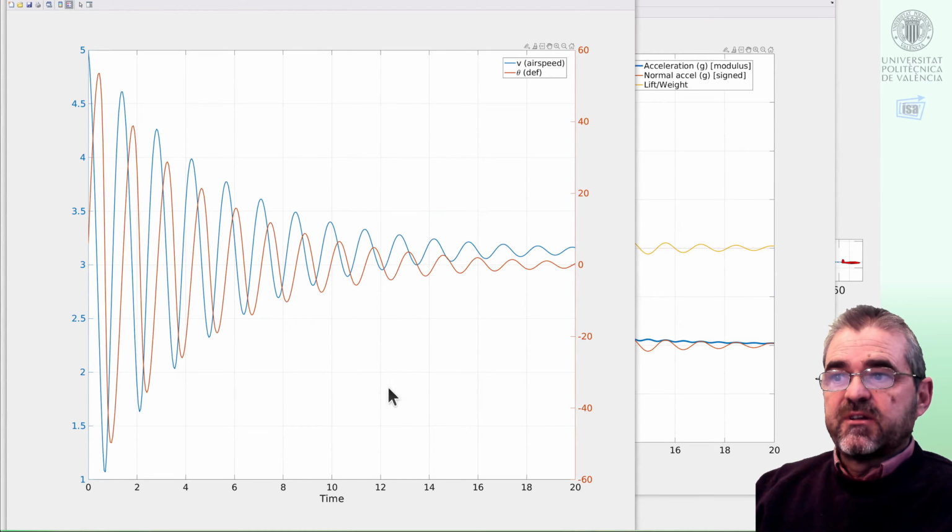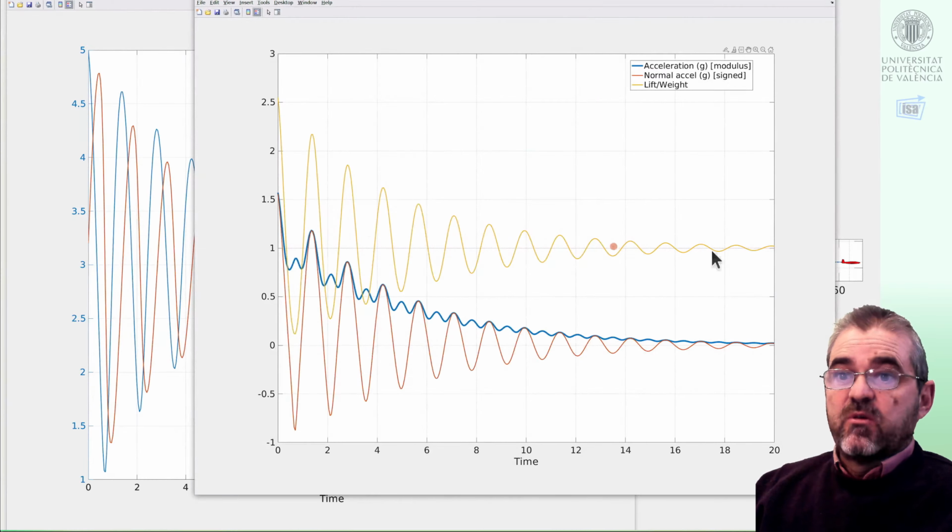We see here how the angle red line ultimately settles to zero, and how lift settles to 1 times the weight of the aircraft, because in level flight, lift must equal weight.